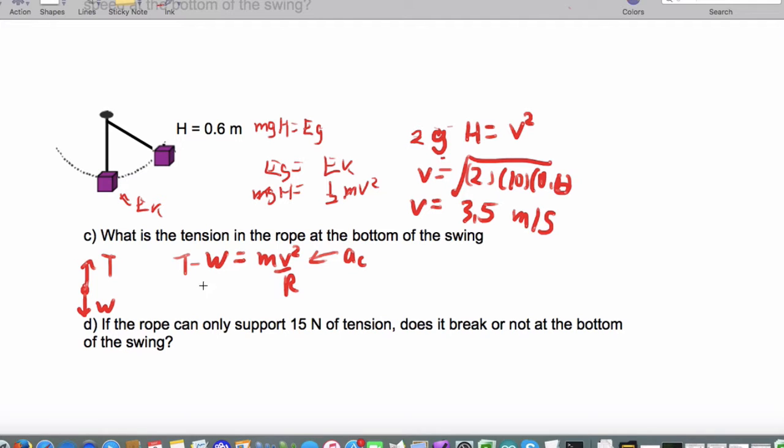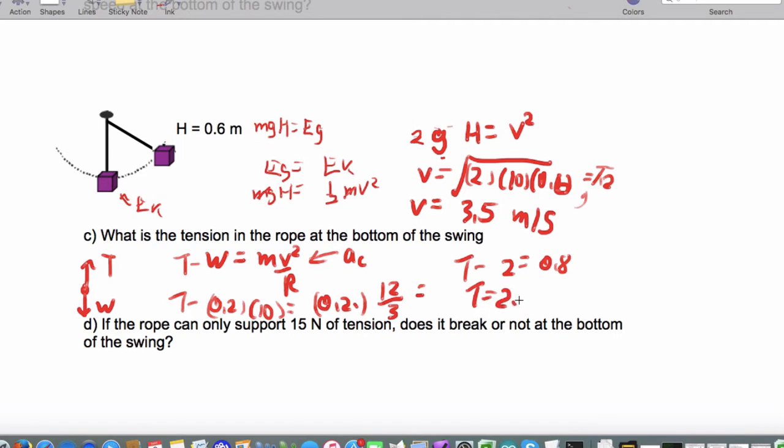So the idea is that we're not in equilibrium at the bottom. So we have tension minus 0.2 times 10, that's mg, equals 0.2 times v squared, that's 3.5 squared, which I'm going to go up to the square root here. This is actually the square root of 12. So this will be 0.2 times 12 divided by my radius, which is 3. So that's T minus 2 equals 0.2 times 4, which is 0.8. So the tension is 2.8.